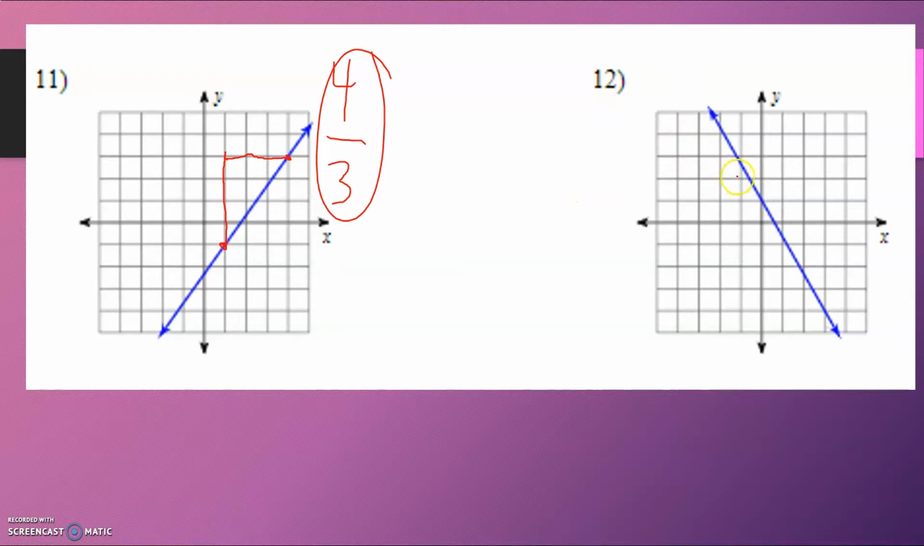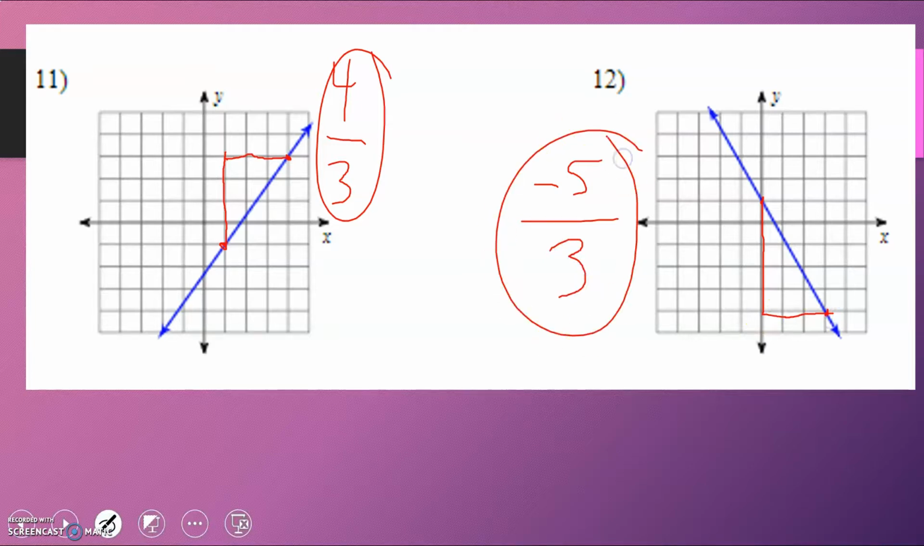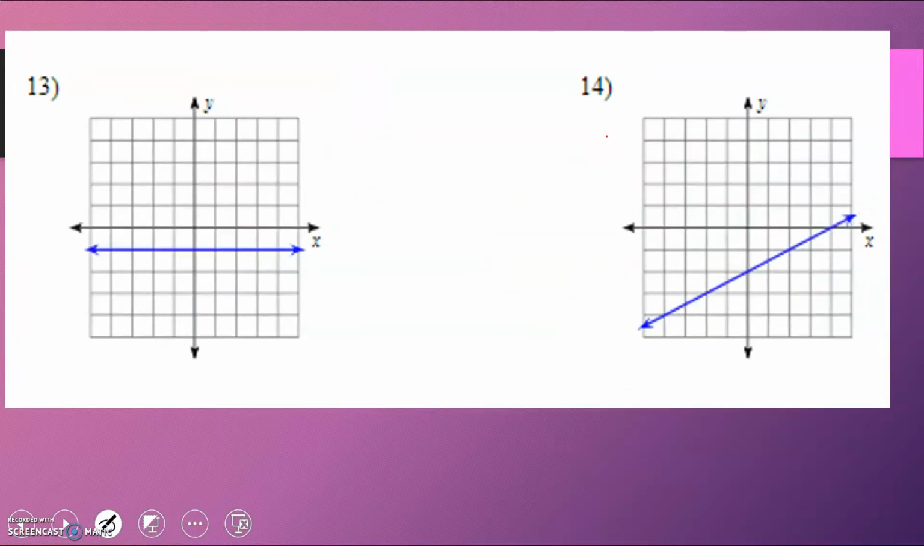All right, number 12. Let's see where our intersection points are. Here is one, and here is one. So again, we're going from left to right. So this is our leftmost point. We're going to go down 1, 2, 3, 4, 5. So we're going down, so it's a -5 divided by 1, 2, 3. -5/3 is our slope for number 12.